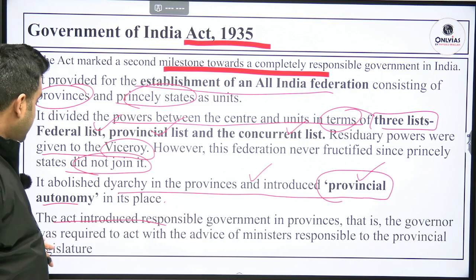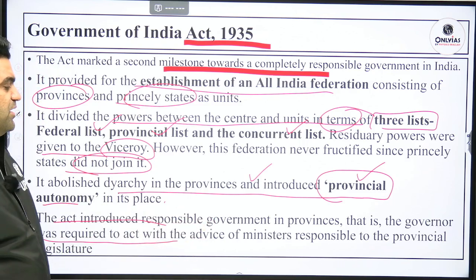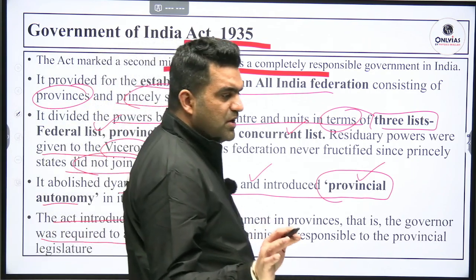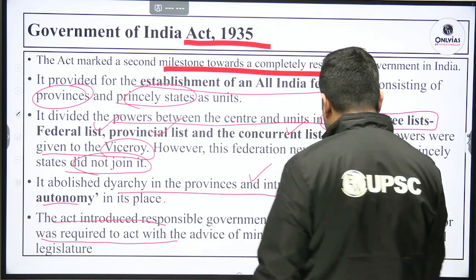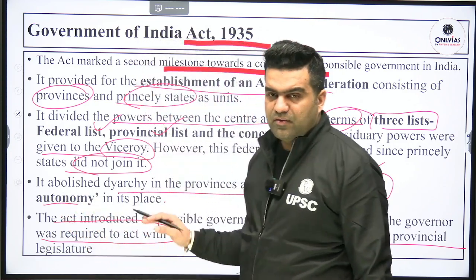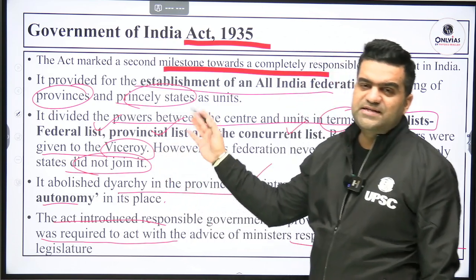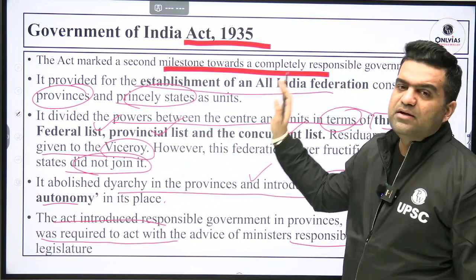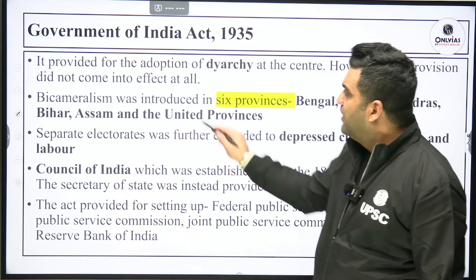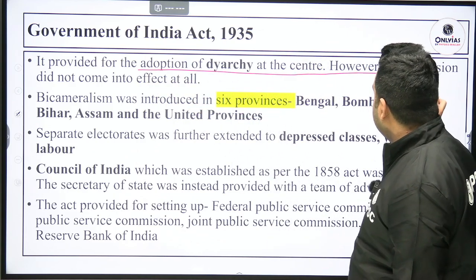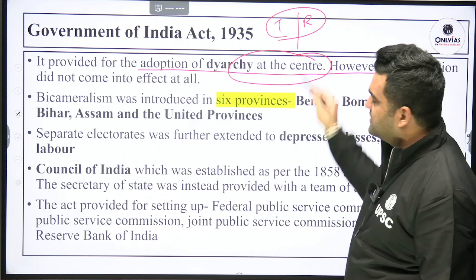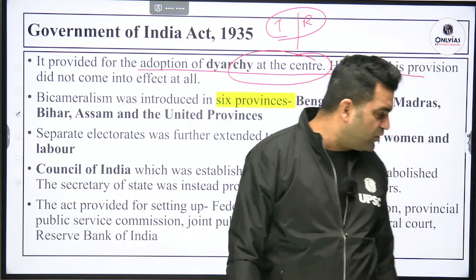That is, the governor was required to act with the advice of ministers. So, the governor, even though appointed by the Britishers, would have to act on the aid and advice of the ministers. There are no reserved subjects here. Reserved subjects can be said to be residuary subjects, or subjects kept in the federal list. Got it? Now, it provided for the adoption of diarchy at the center. Diarchy at the center, division of the subjects at the center in the form of transferred subjects and reserved subjects, was retained.